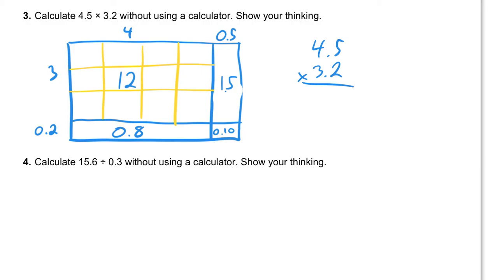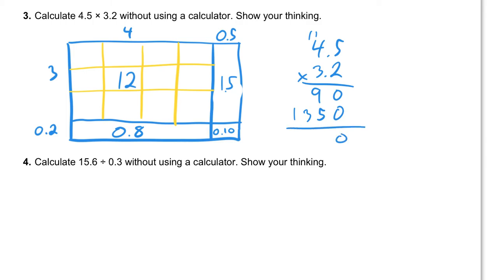So 2 times 5 is 10, carry the 1 up here. 2 times 4 is 8, plus 1 is 9. Next, we do 3 times, we have the 0 here, and then 3 times 5, which is 15. Carry the 1 up here. 3 times 4 is 12, plus 1 is 13.